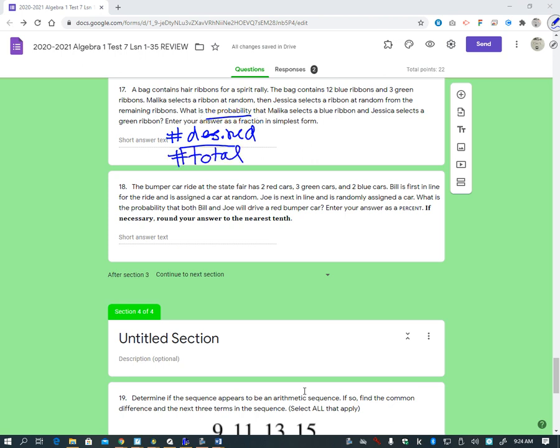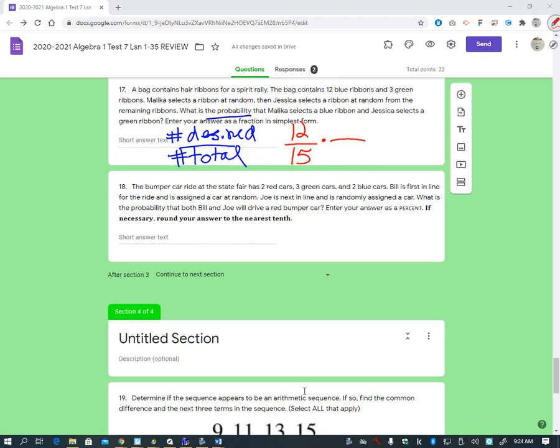All right, so let's deal with our first person first. What is the total number of ribbons? We've got 12 and 3 is 15. We're going to talk about our first person, which is Malika, then Jessica. What is the probability that Malika selects a blue ribbon? Well, how many? 12, so 12 15ths. And then we're going to multiply by Jessica's.